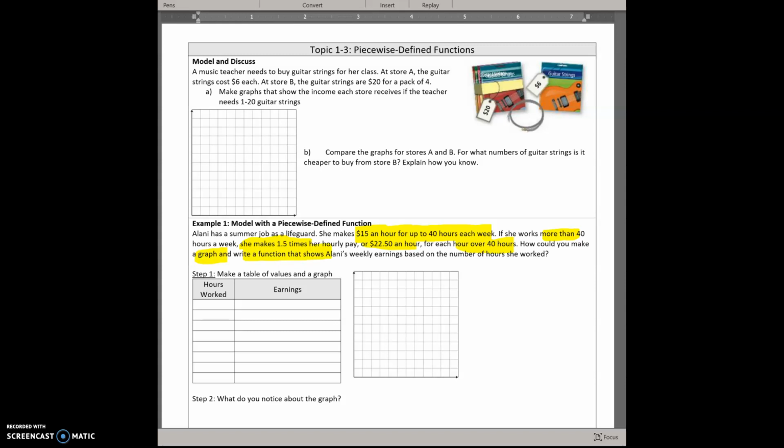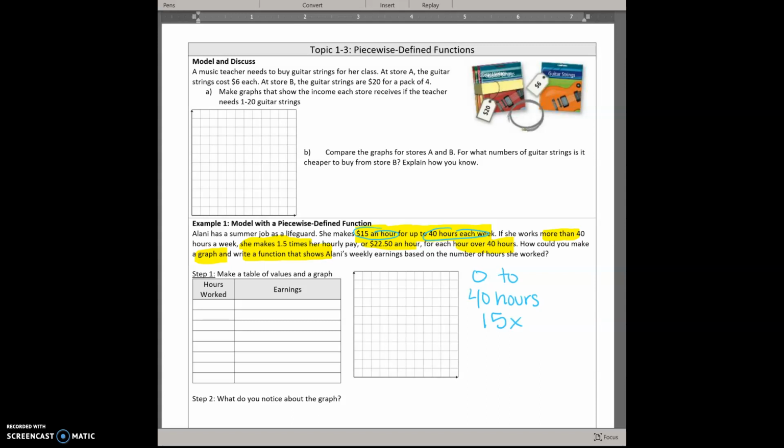So if we were doing this, we would first write down the $15 an hour. So we have for the first 40 hours, she's going to make 15 times X. So minimum wage for just 0 to 40 hours because she can't work negative hours.